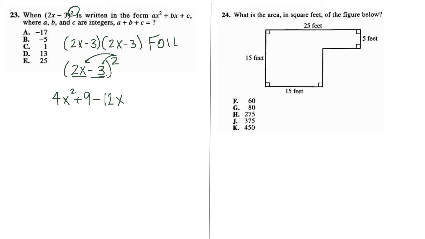But now we need the sum of the coefficients. So we're going to have 4 plus 9 minus 12. And so that looks like that's going to give us 1.